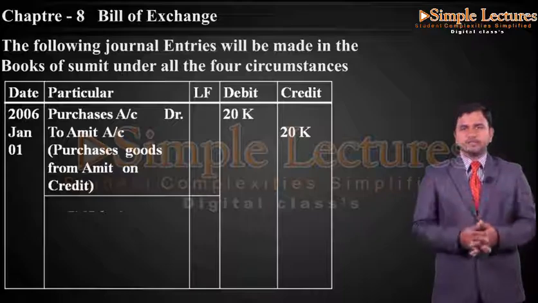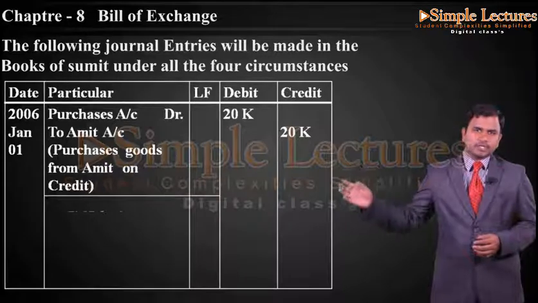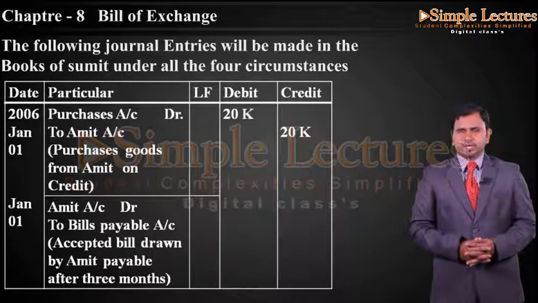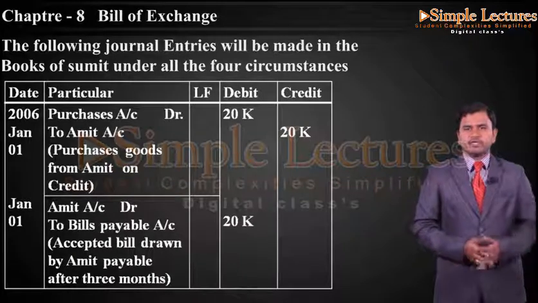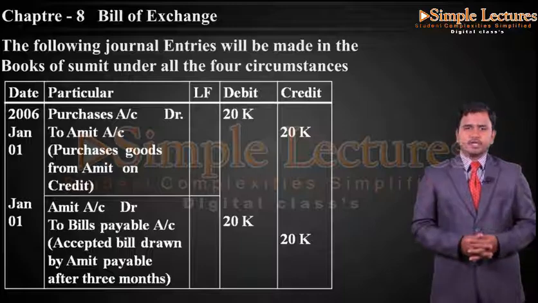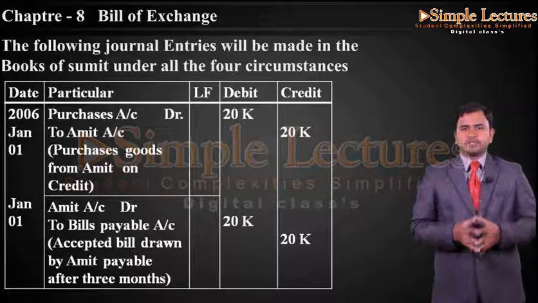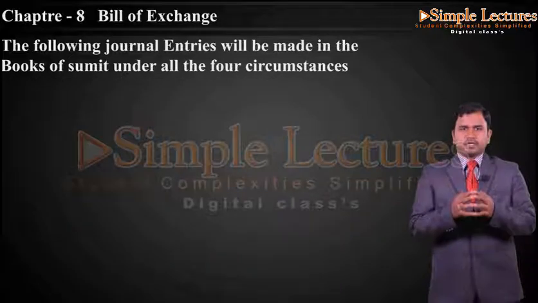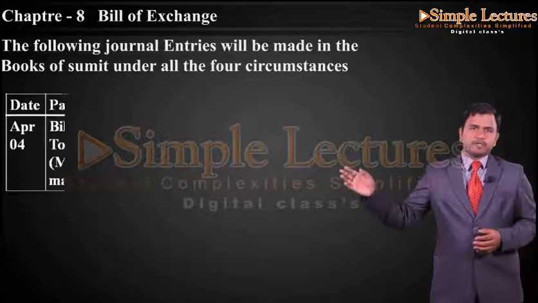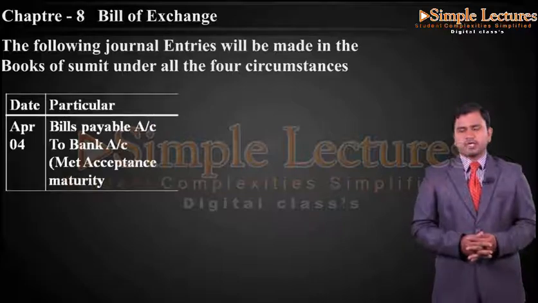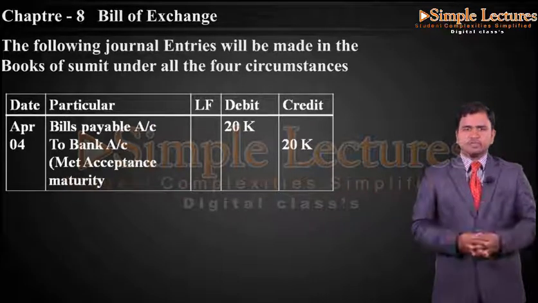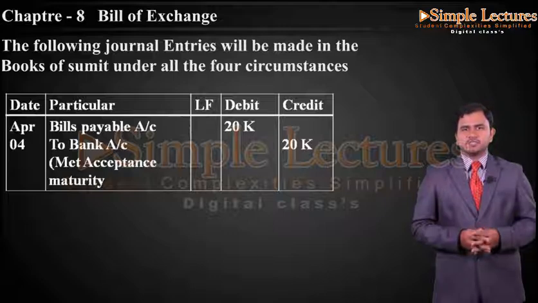And the next entry will be for the acceptance, where the journal entry will be Amit account debtor to bills payable account, 20,000 debit and 20,000 credit. Narration: accepted bill drawn by Amit payable after 3 months. And the last entry will be bills payable account debtor to bank account, 20,000 debit and 20,000 credit. Narration will be paid acceptance on maturity.